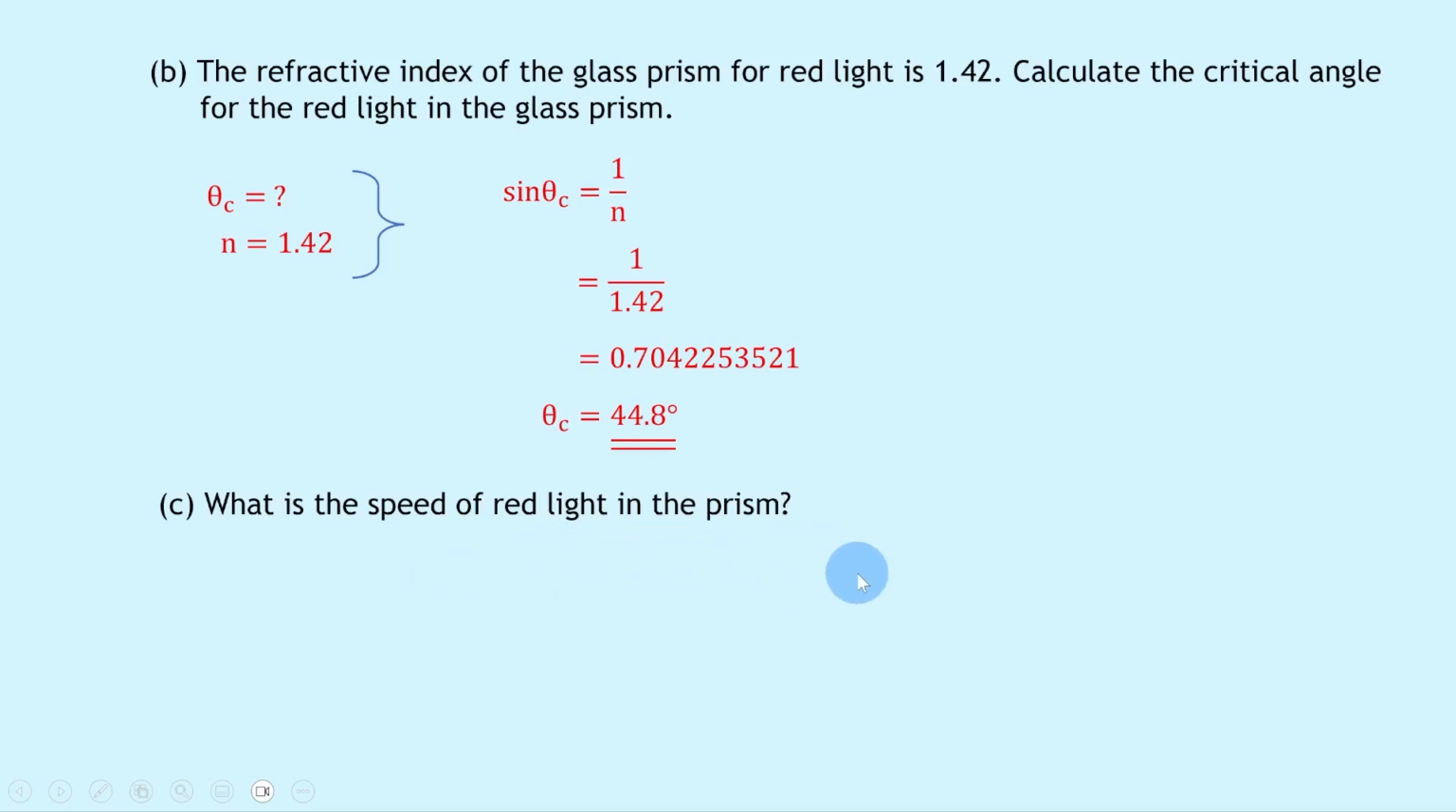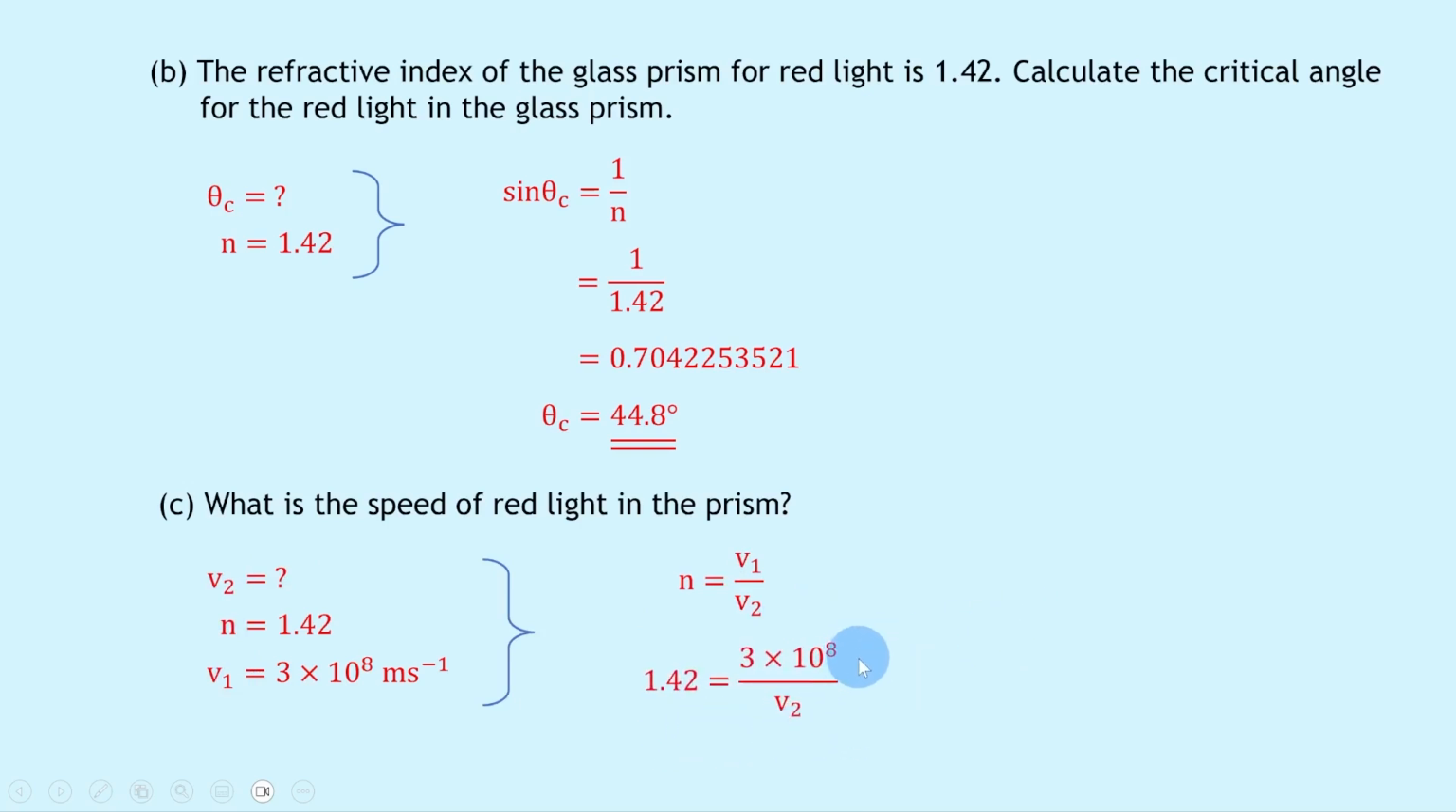Part C then says, what is the speed of red light in the prism? Well, inside the prism, remember that's our denser medium, so that's V2 we're being asked for, and we were told that refractive index n is 1.42, and the speed of the red light in air V1 is 3 times 10 to the 8 meters per second. So writing down our equation relating n, V1 and V2, we have n equals V1 over V2. Substituting in the numbers gives 1.42 equals 3 times 10 to the 8 over V2.